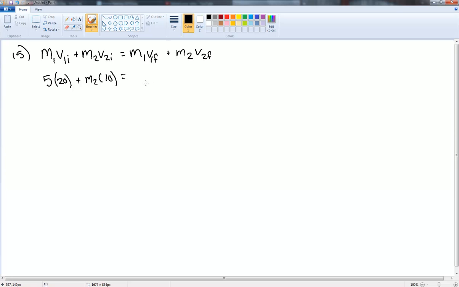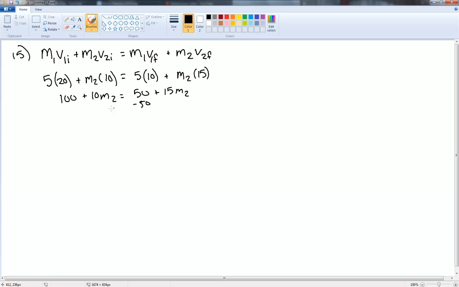After the collision, ball A, which had a mass of 5 kilograms, is moving at 10 meters per second. And object 2, which we don't know the mass of, is traveling at 15 meters per second. So now this is just algebra. 100 plus 10 m2 equals 50 plus 15 m2.